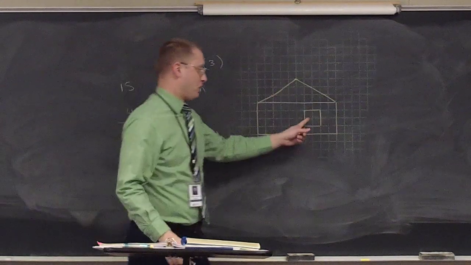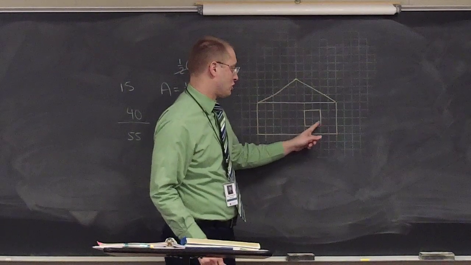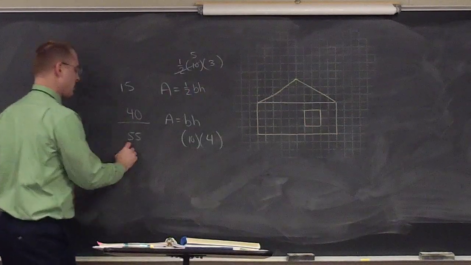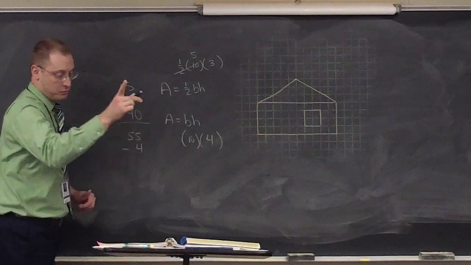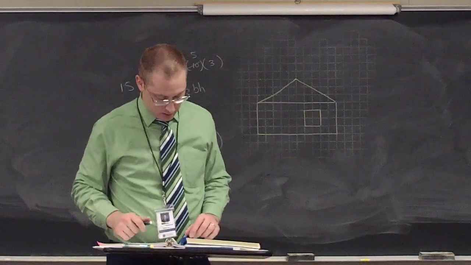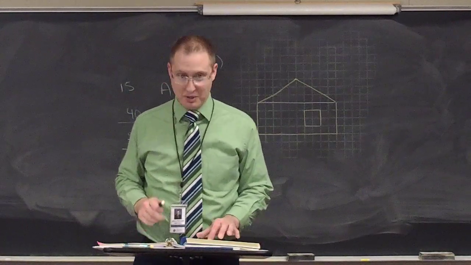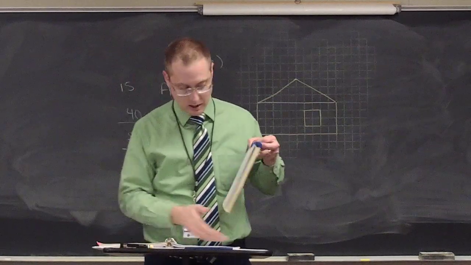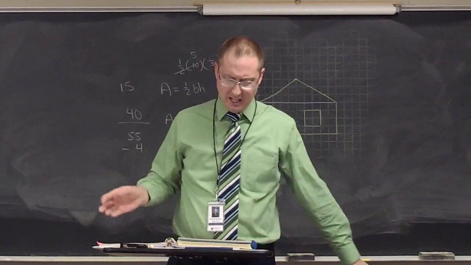But there's the window. You can literally count the number of boxes. It's a 2 by 2 square. We're going to subtract how many units? 4, to leave ourselves with? 51. 51 square units is correct, and that's what you got as well. Excellent.